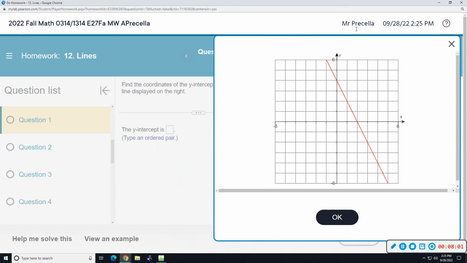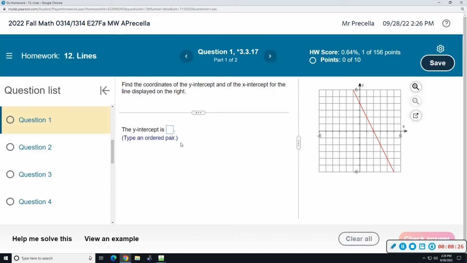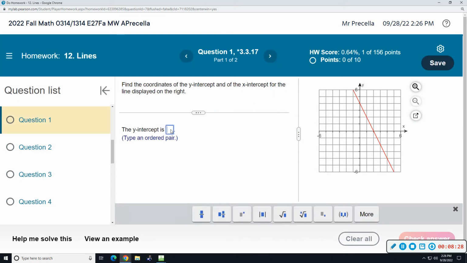Okay, so right there, this is the Y-intercept. Y'all see where my cursor is? What's that ordered pair there? I'm thinking it's 0, 4. I'll write it down. No, I'm going to type it in. Parentheses 0, comma 4, close parentheses.